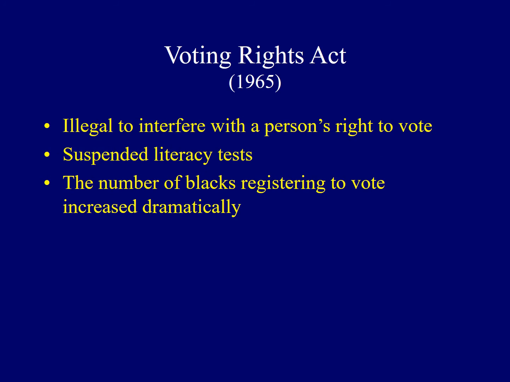To address this issue of African Americans and the right to vote, Johnson supported and Congress passed the Voting Rights Act in 1965. This made it illegal to interfere with a person's right to vote. It also suspended literacy tests, which had been used for decades to deny African Americans access to the ballot. This dramatically impacted the numbers of blacks who were registered to vote. In 1964, there were only 1 million registered, but by 1968, over 3 million had registered.